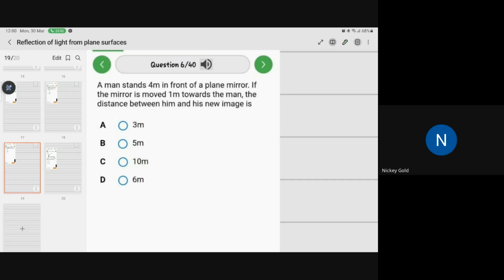Justice says 5. So why are we 5? I'm confused. Why are we 5? How? Sorry, I'm confused. The answer is 3 meters. Who is talking now? Justice. Okay. Paul said 6.